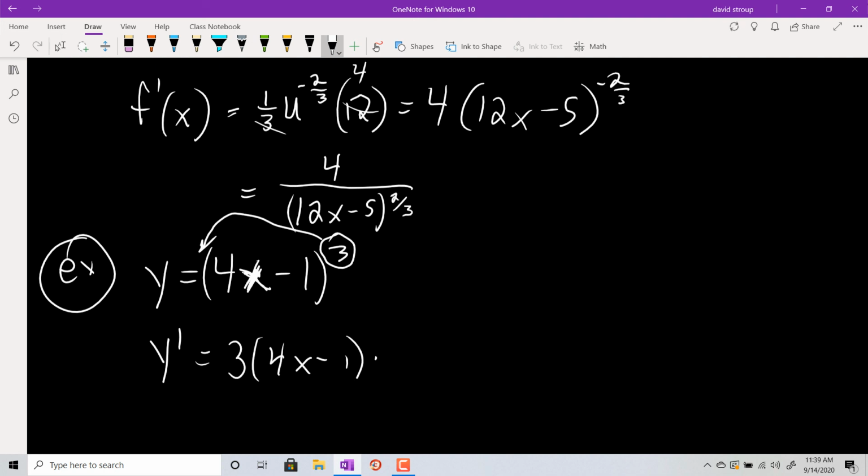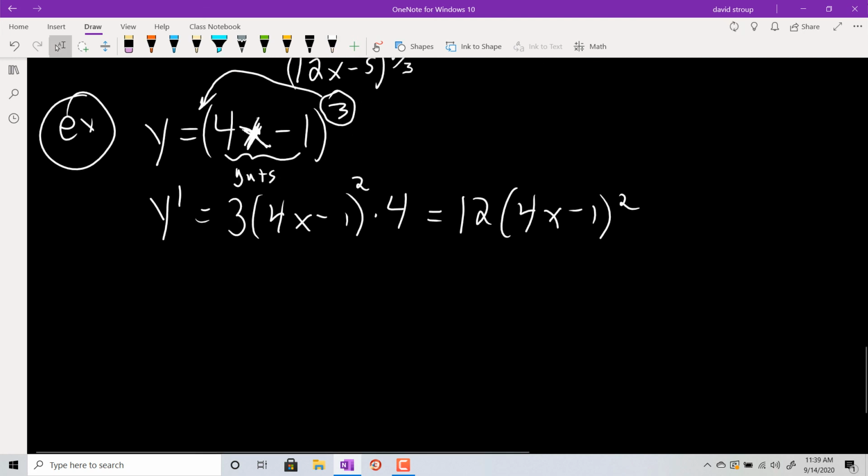And then you multiply by the derivative of what my physics teacher at CSU called the guts. So it's the derivative of the outer part times the derivative of the guts, and the derivative of the guts in this case will just be 4. And of course, I forgot to subtract 1 from the exponent. So this ends up being 12 times 4x minus 1 squared. And of course, if you've got to do it the long way, do it the long way. You could say, y is u cubed, and then u is 4x minus 1.